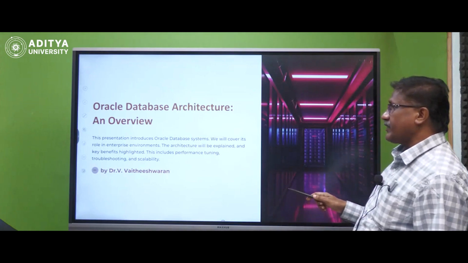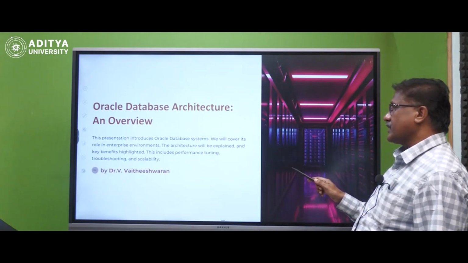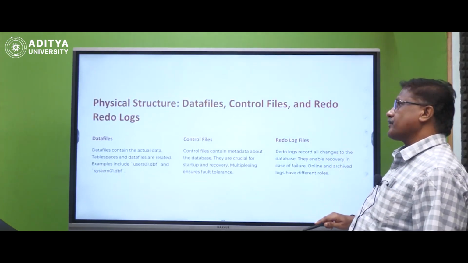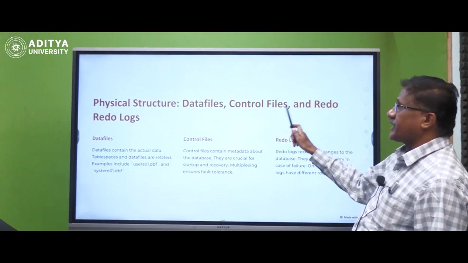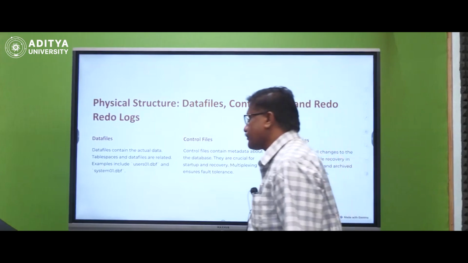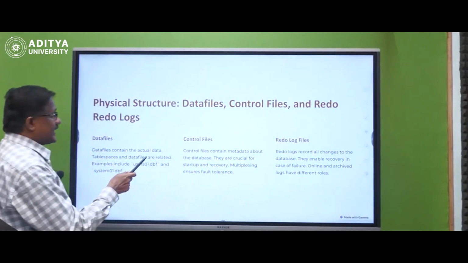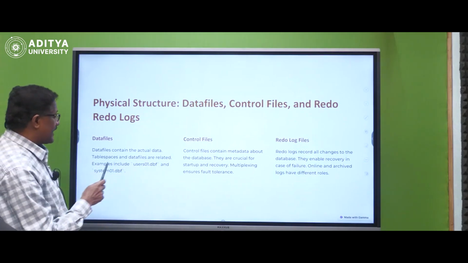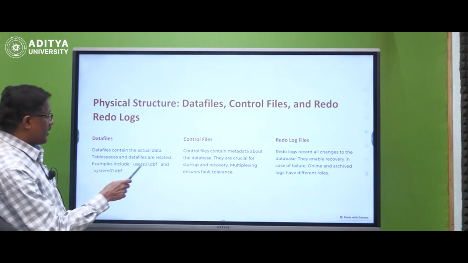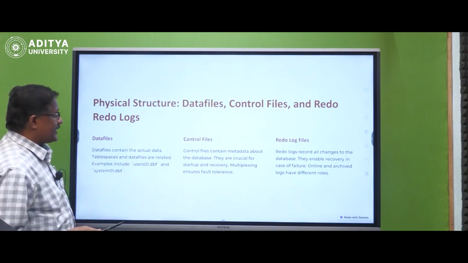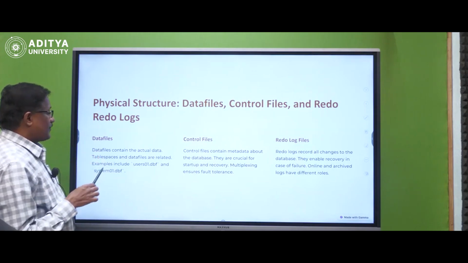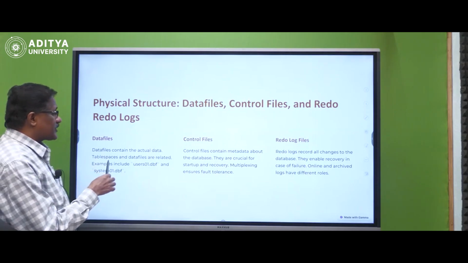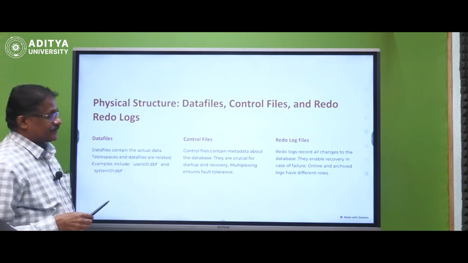Here we are going to cover the various types of enterprise environment. There is a physical structure. It consists of data files, control file and redo logs. What is a data file? It contains the actual data; tablespace and data files are related. Examples: users.dbf and system01.dbf. That means the data file consists of actual data, which also involves the tablespace and data files.